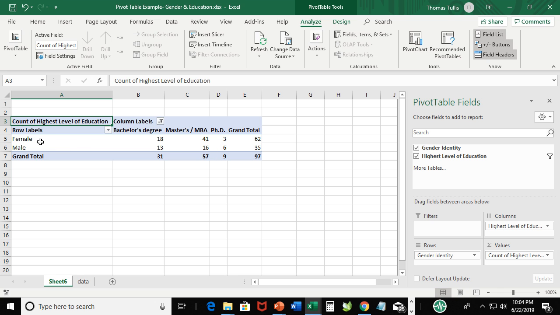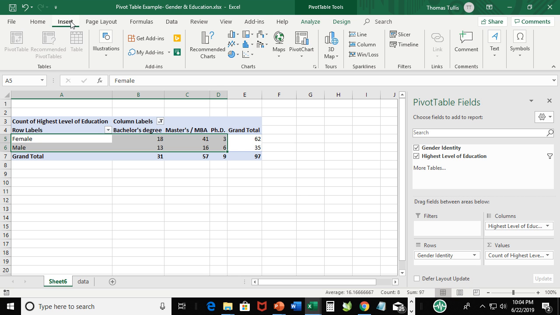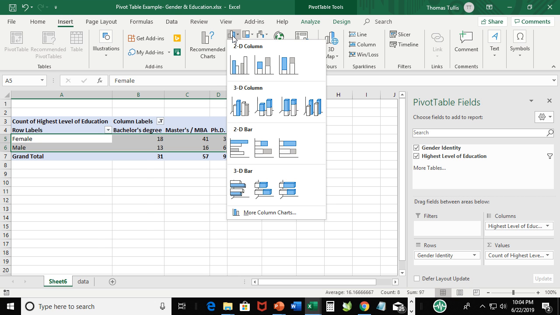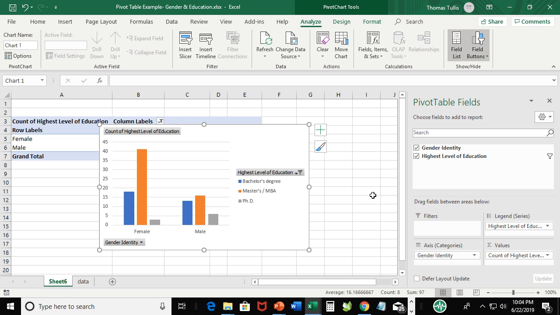Now let's get a quick view of what it looks like by making a graph. So I'll insert and make a graph. And so the interesting thing here is that the women seem to be far more likely to have a master's degree, whereas the men were a bit flatter overall in terms of their degrees. So that's just a quick example of using a pivot table.